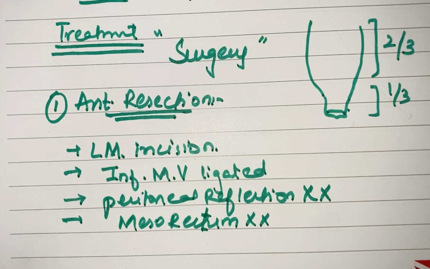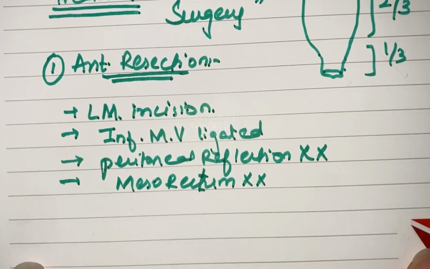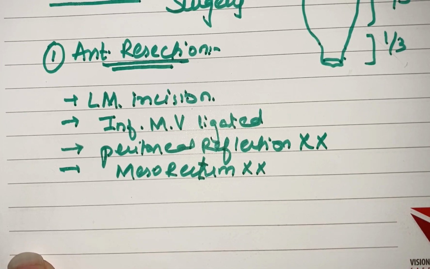Like in the lower 1/3, the total mesorectum will be excised. In the upper 2/3, a wide part of it will be excised, that is up to 4 centimeter margins, that will be excised. Okay. So now the rectum is fully mobilized.